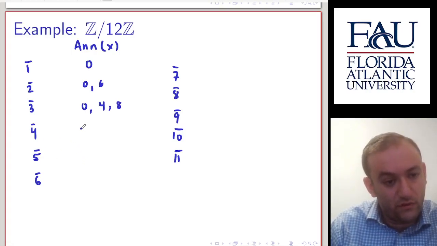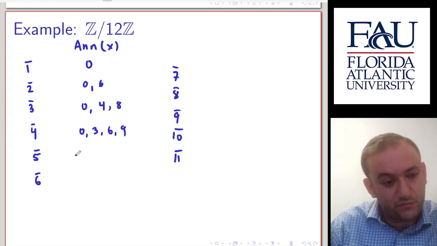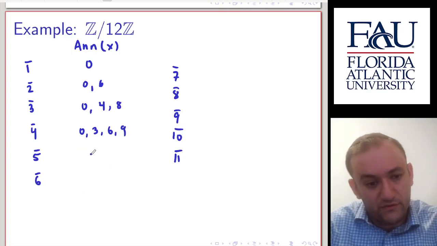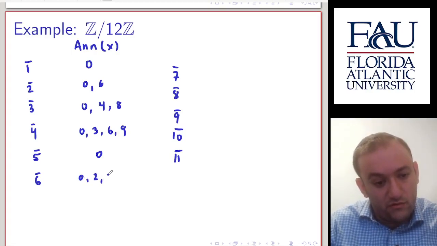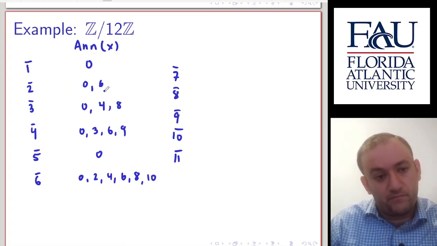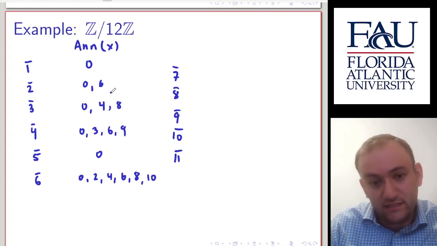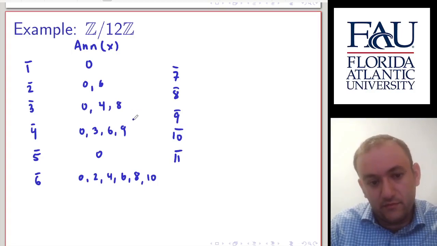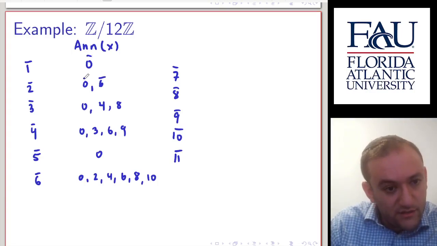Okay, how about 4? Well, we would need a multiple of 3 to get up to 12, so we have a few of those. How about 5? 5 is relatively prime with 12, so we just get 0. 6, any multiple of 2. 6, 8, 10. And obviously all of these are the representatives in the class of the quotient ring. I'm not talking about the elements of Z, but I'm just skipping drawing all of these bars.